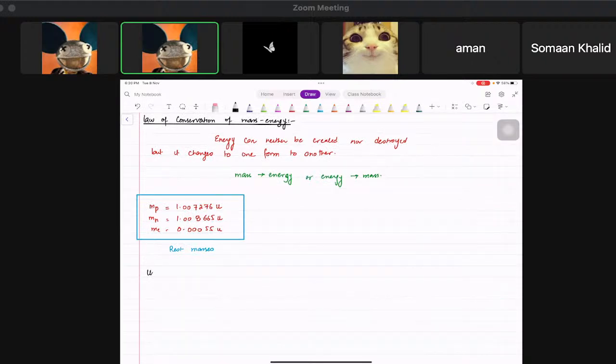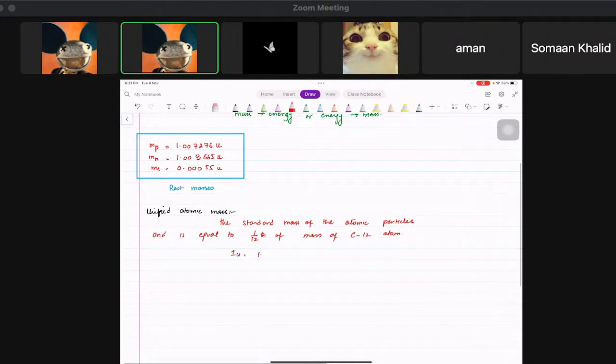So now, unified atomic mass. We already know the definition, but I'm going to write it. I wrote it in ideal gases, if I'm not wrong. Basically, it is the standard mass of the atomic particle, and is equal to 1/12 of the mass of a carbon 12 atom, which is equivalent to 1.66 times 10 raised to power minus 27 kg. You already know this.